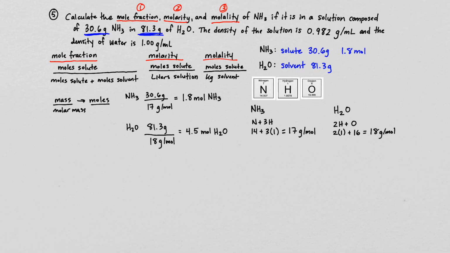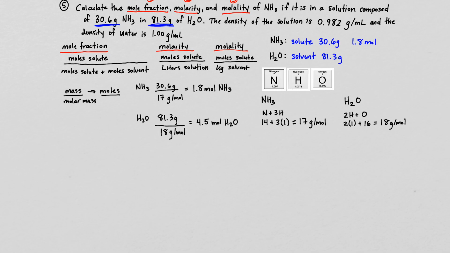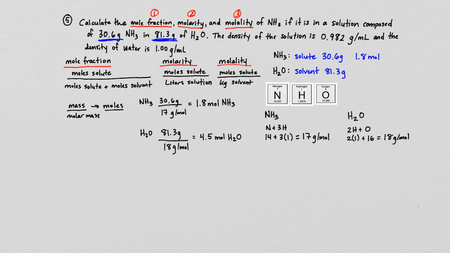All right. Next, we have the moles. Now we need to do mole fraction. Remember that the mole fraction is equal to the moles of the solute divided by moles of solute plus moles of solvent. We already said that NH3 is our solute and H2O is our solvent. I need to add what the moles are, so here we have 4.5 moles.